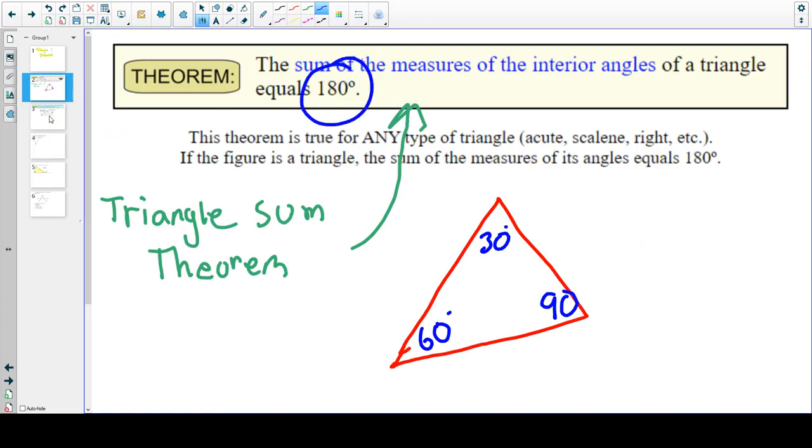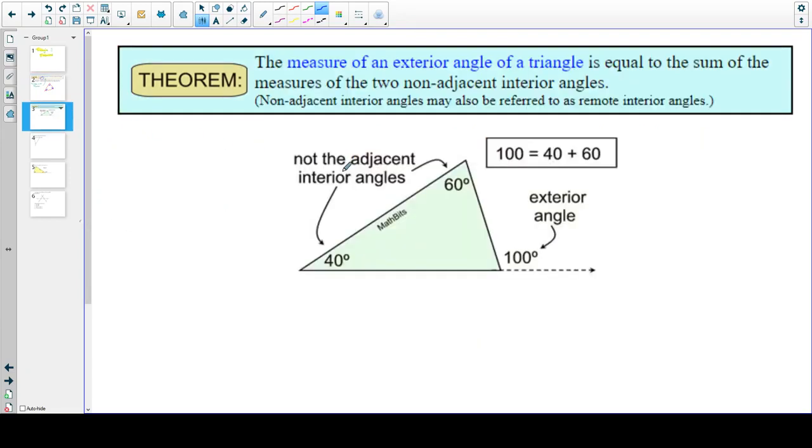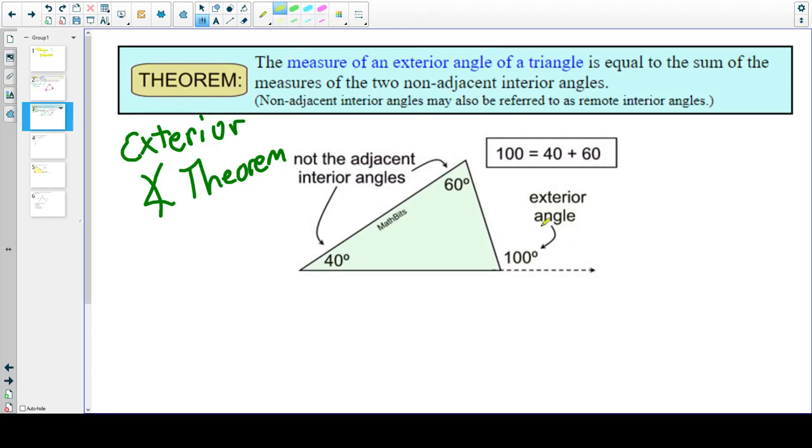Bam. Okay. The other theorem that we learned, I will also write, and it's called the exterior angle theorem. And all that means is, well, the measure of the exterior angle, you know what, I'll highlight it for you. This is our exterior angle.